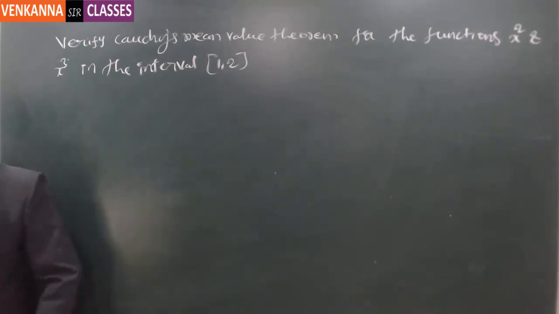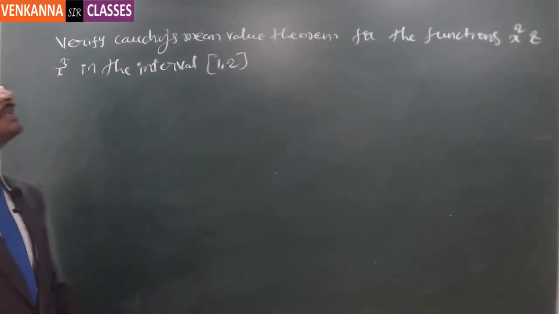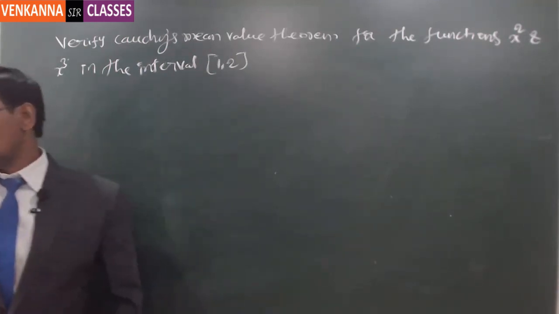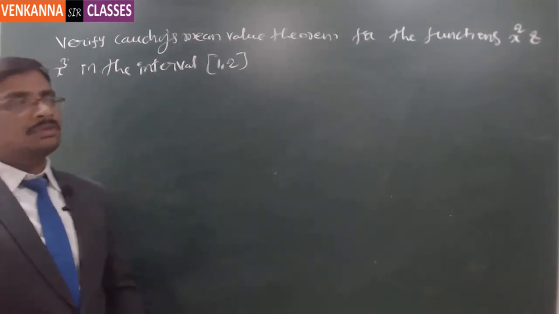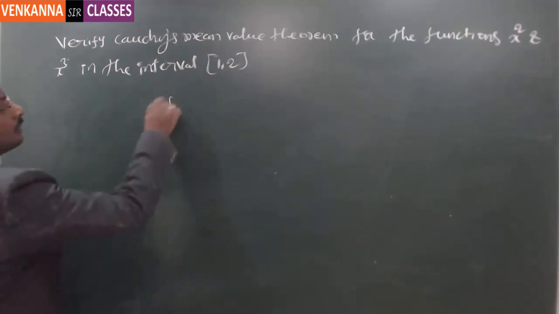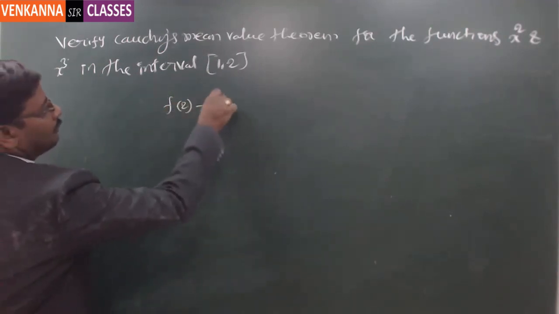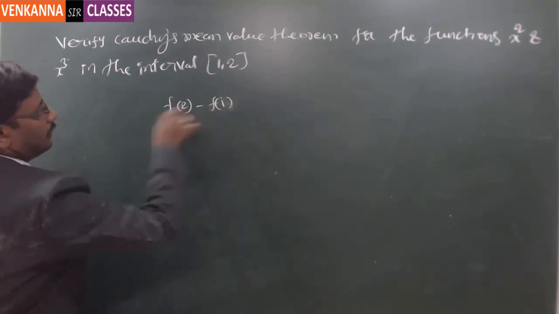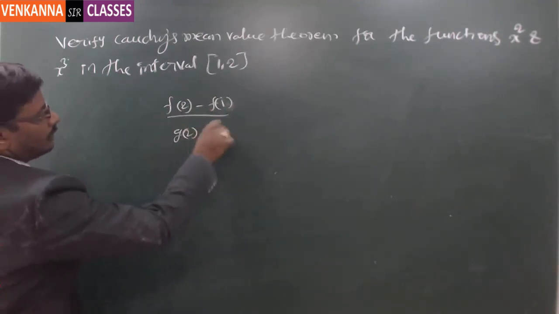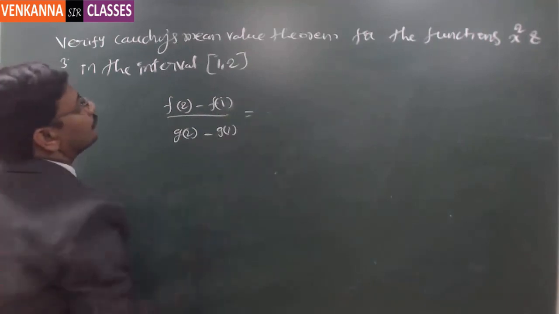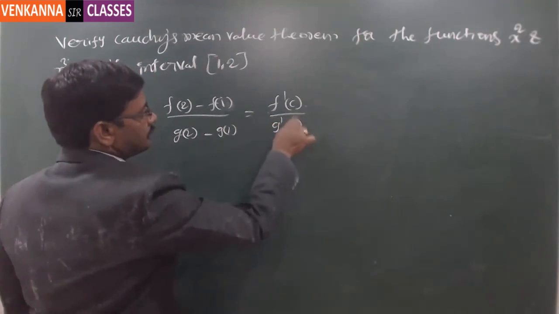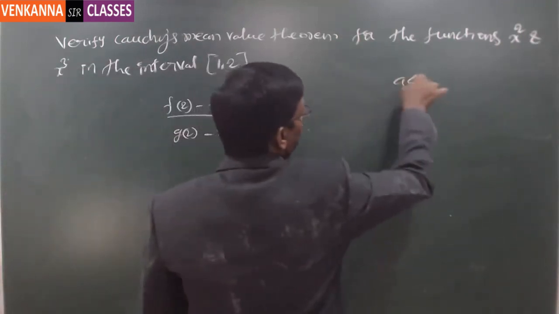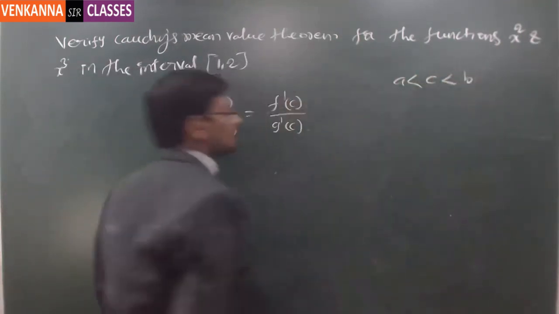These are polynomial functions, so both are continuous and differentiable within any given range of real numbers. And here he has given 1, 2 as a real range, wherein the function is continuous and differentiable between 1, 2. Then, as per Cauchy's mean value theorem, f of 2 minus f of 1 divided by g of 2 minus g of 1 is equal to f dash of c divided by g dash of c, where c is in between a comma b.